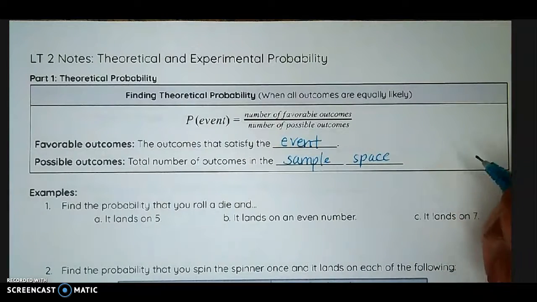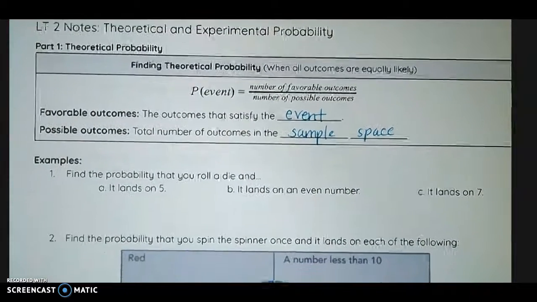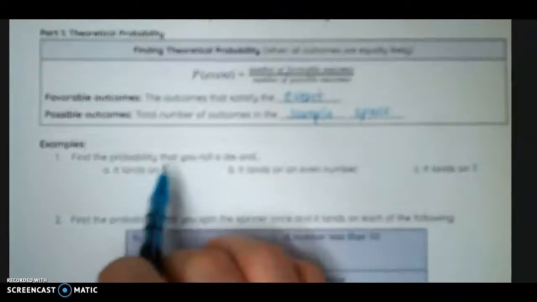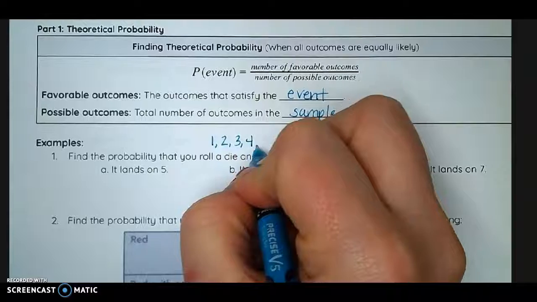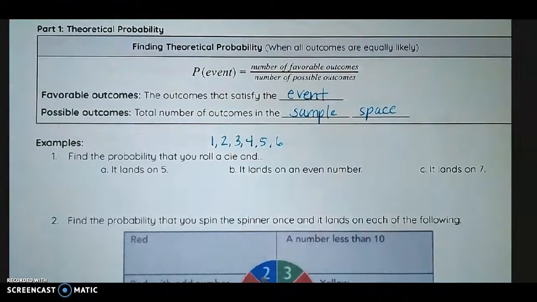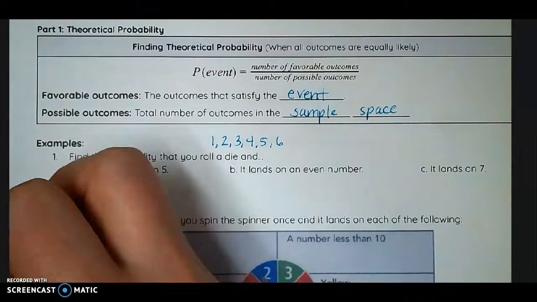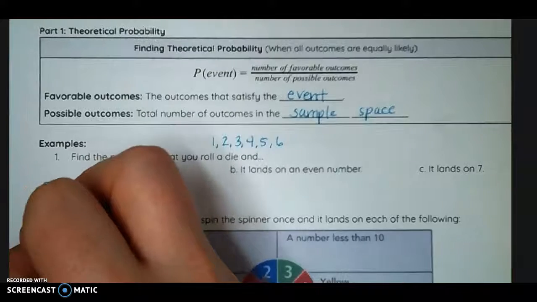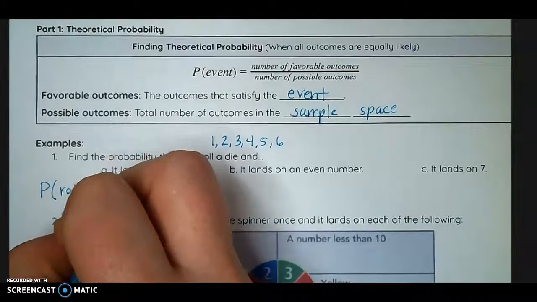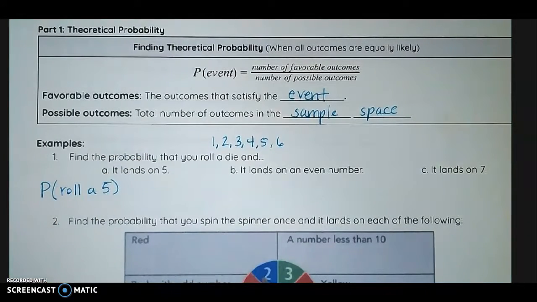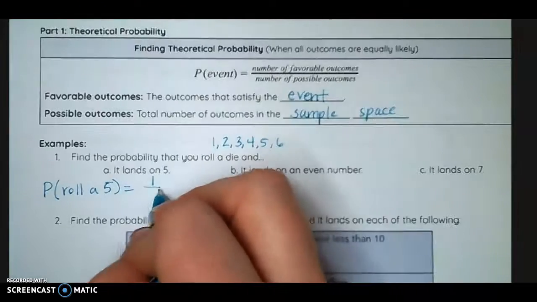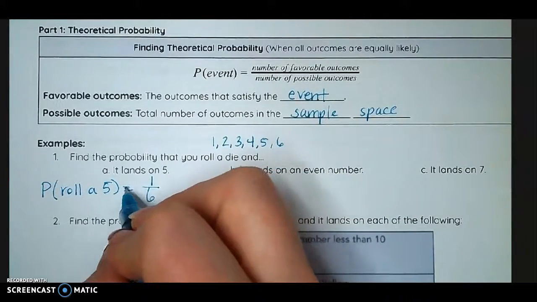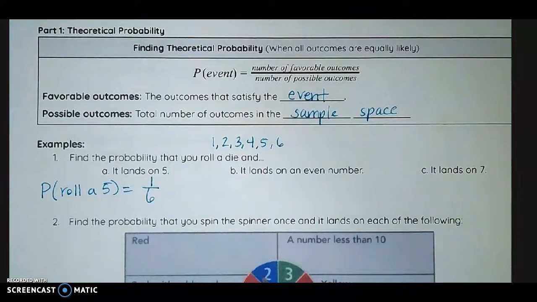And on a dice there are 6 sides. My sample space would be a 6. So for instance, let's take a look at what it would be like with that die. So on a die we have a 1, a 2, a 3, a 4, a 5, and a 6. So the first one we're looking at is the probability that we roll a 5. Well, on my die, there's only 1 five, but there are 6 possible sides. So my probability is 1 out of 6.